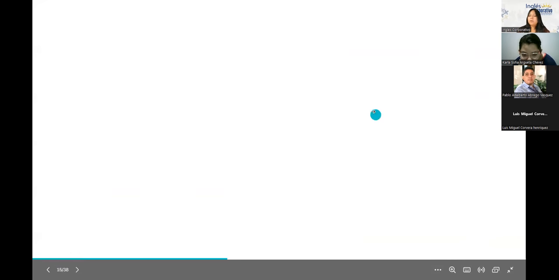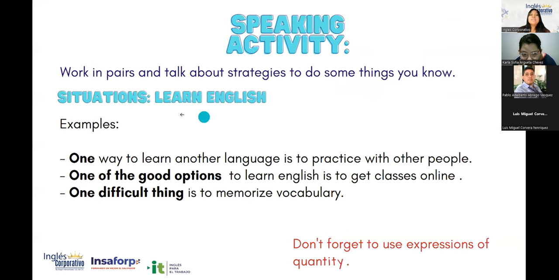As you can see, this is the example. The situation is learn English. What I did is add some expressions of quantity to start my sentences, and I follow the structure that we had in the previous slides. One way to learn another language is to practice with other people. One of the good options to learn English is to get classes online. One difficult thing is to memorize vocabulary.